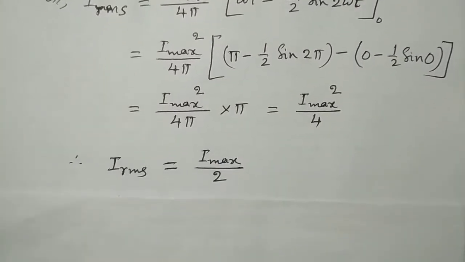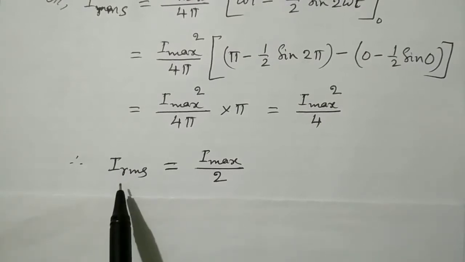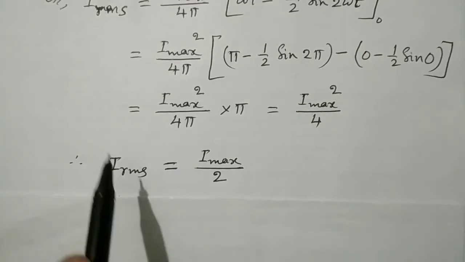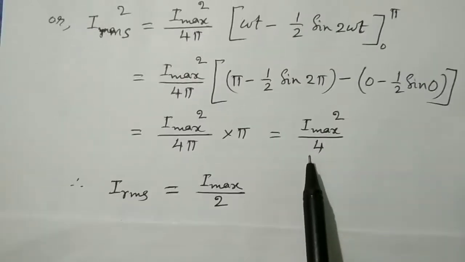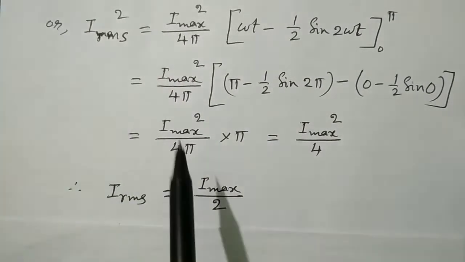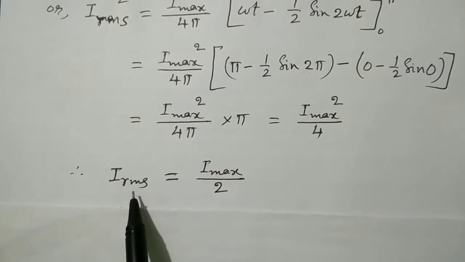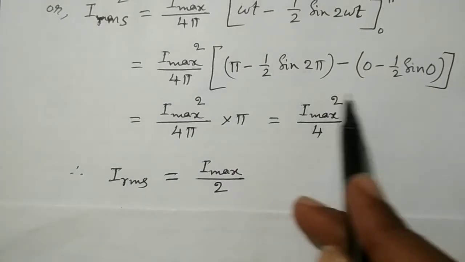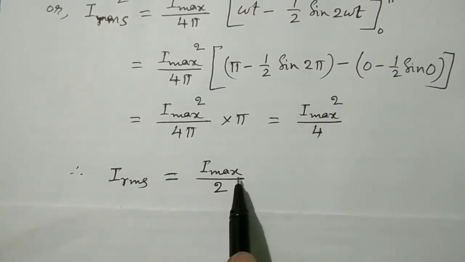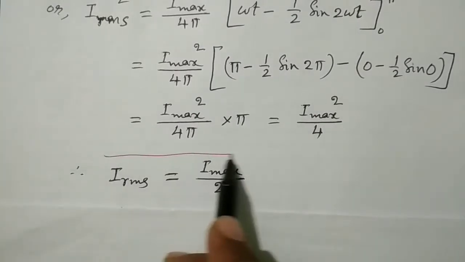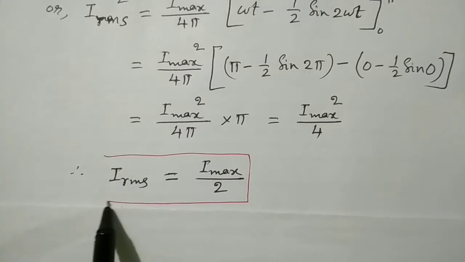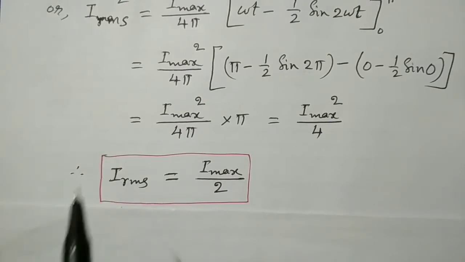So finally the value of IRMS will be, as we have calculated here, the IRMS square. So finally the value of IRMS will be the square root of this value. So it will be I max upon 2. This is the RMS value of the half wave rectified waveform.